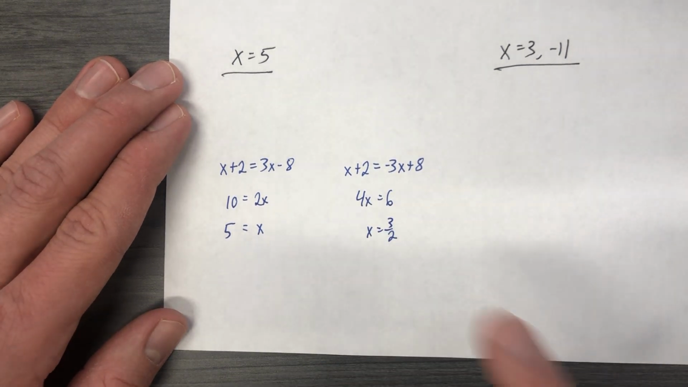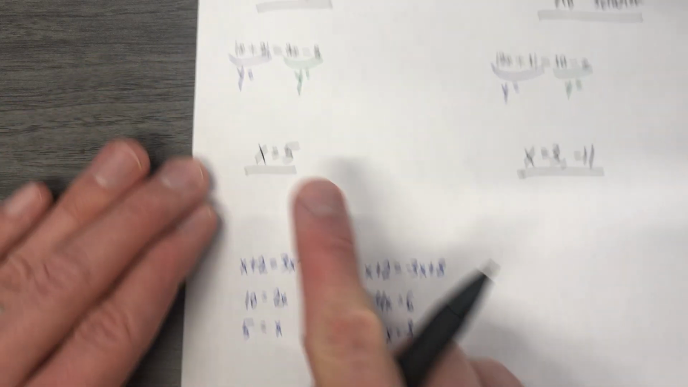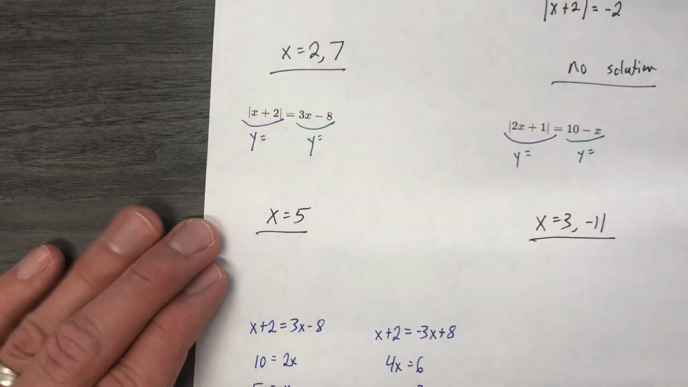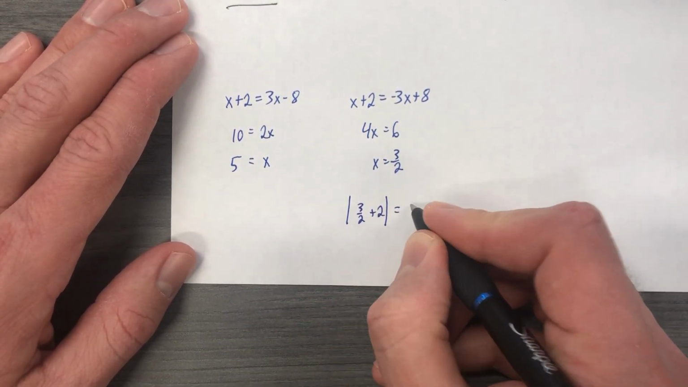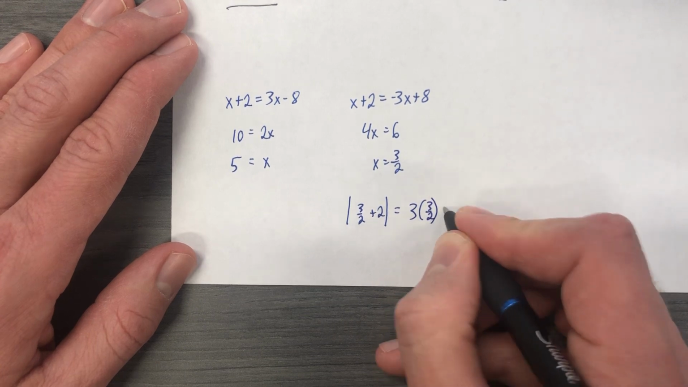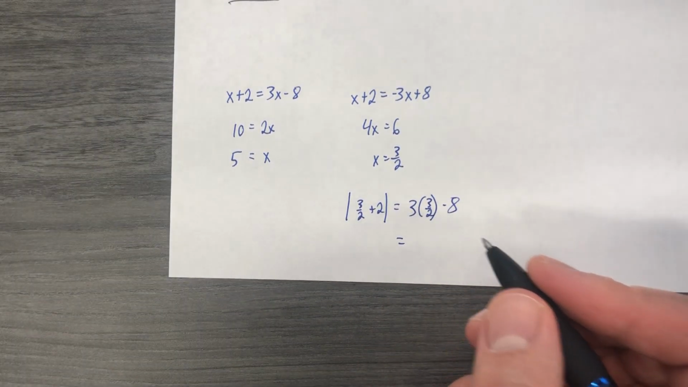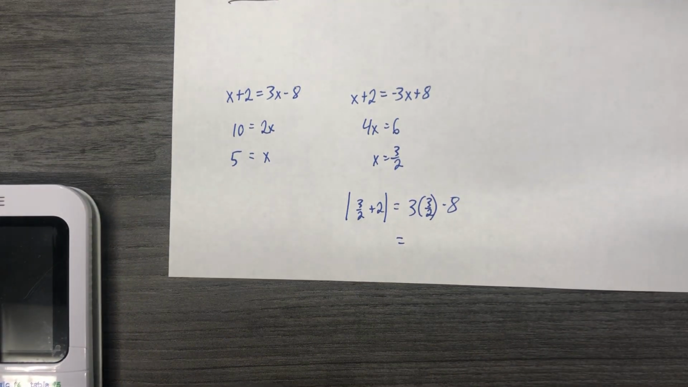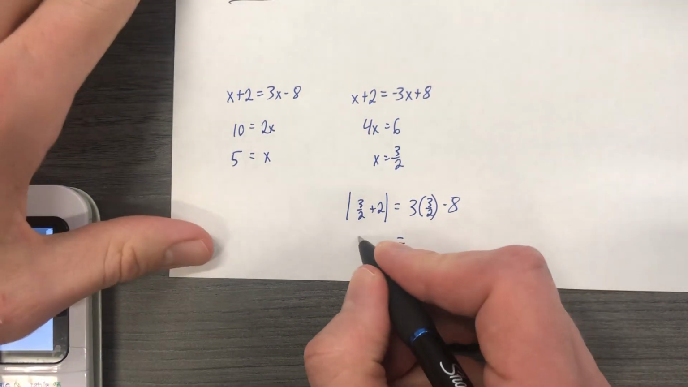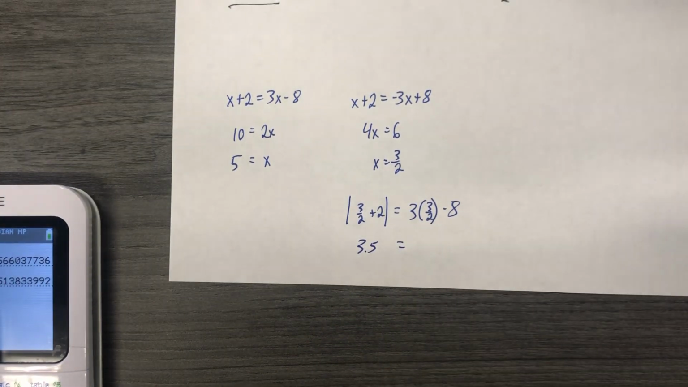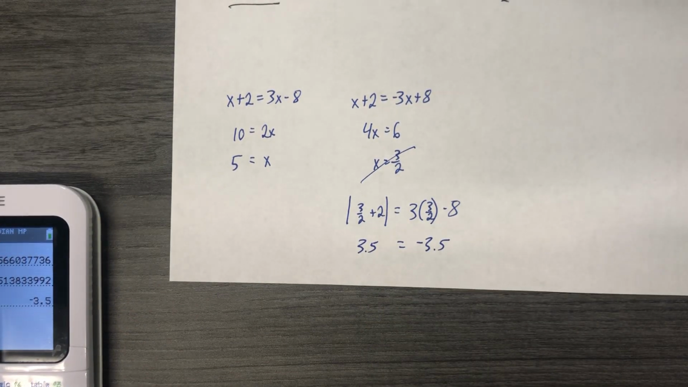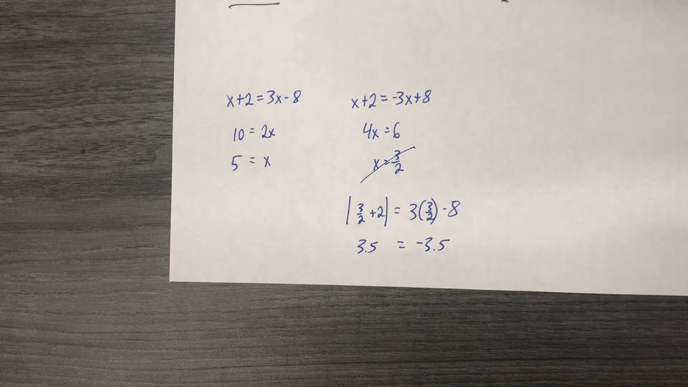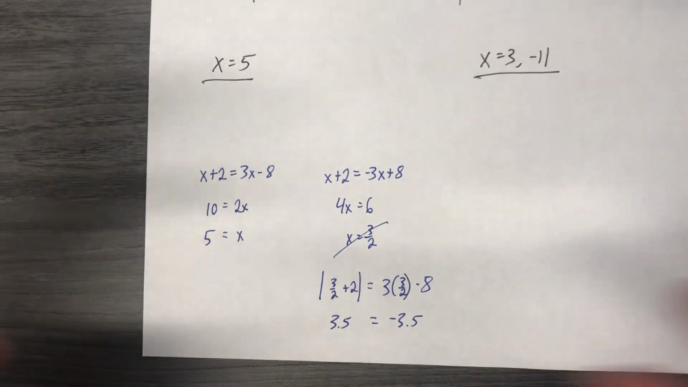And here's the deal. If I plug 3 over 2 back into the original, I don't get a true statement. Let's try it. So the absolute value of 3 over 2 and then plus 2 equals 3 times 3 over 2 minus 8. And this is going to give me a false statement, basically. So I'm going to have, let's see, that's 3½ over here on this side. And this side is 3 times 3 halves minus 8. It's going to give me negative 3.5. So this one is an extra solution. Technically, the mathematical word is extraneous. So we had to throw it away. Extraneous, like too much.